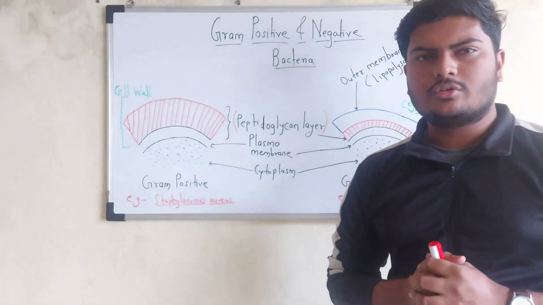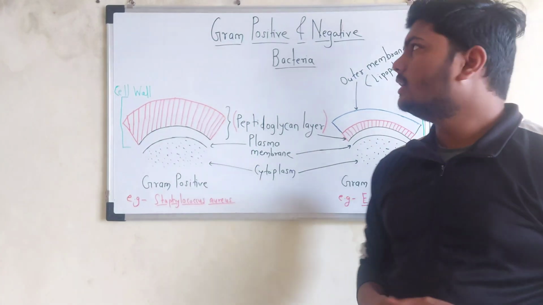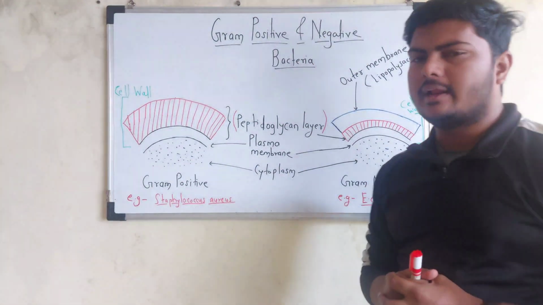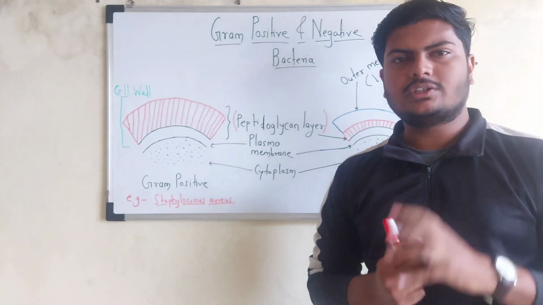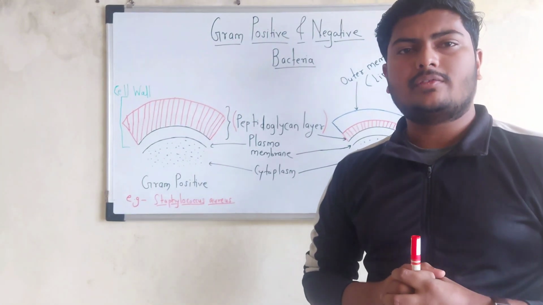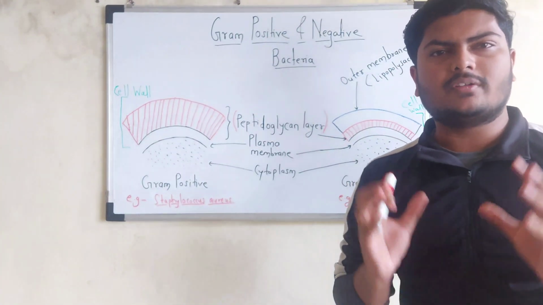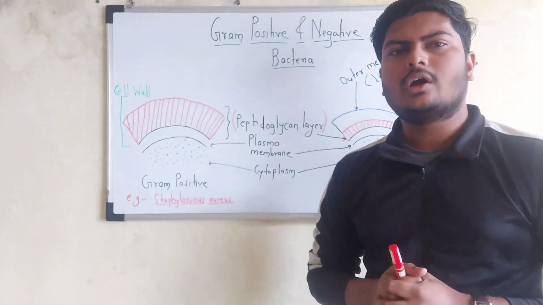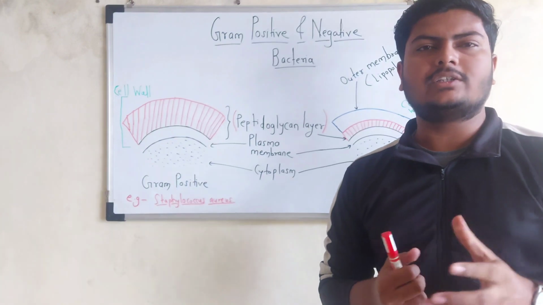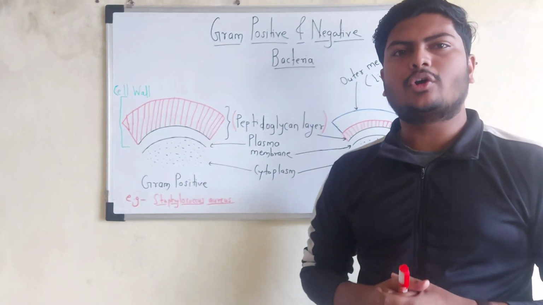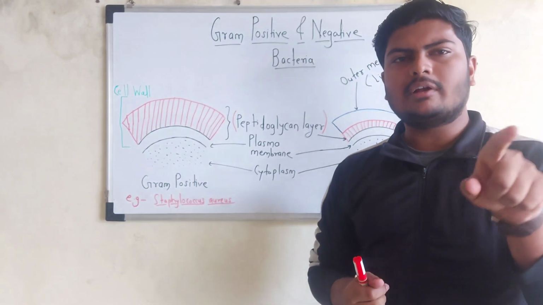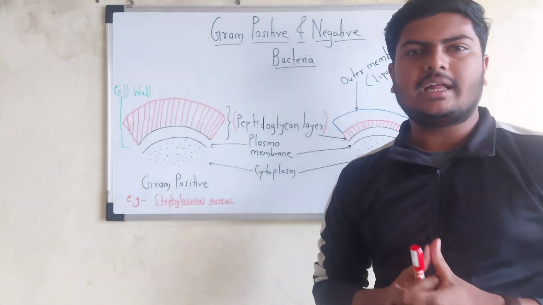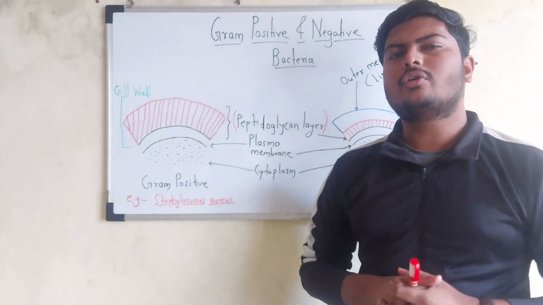In previous lectures we have seen the structure of bacteria and the types of bacteria based on its shapes. So in this lecture we are going to look at the gram positive and gram negative bacteria, which differentiate bacteria on the basis of their cell composition. If you haven't watched that lecture yet, please watch it so that this lecture will be easy for you to understand. I will give the link in the description box.